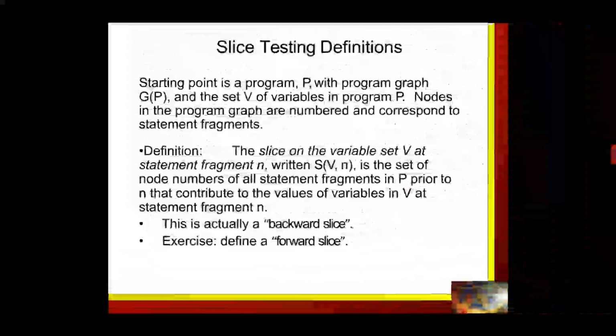So this S(V, n) is the set of node numbers of all statement fragments in P prior to n that contribute to the values of variables in V at statement fragment n. This is the definition. If I explain this with an example, you will understand it clearly. Let us go to the example.